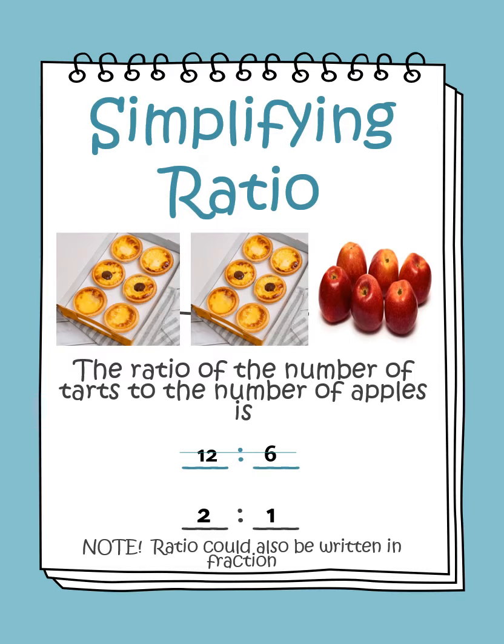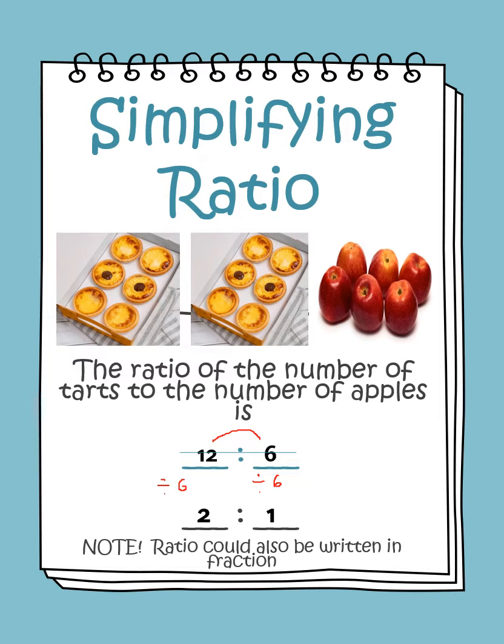Now how can we simplify it? It's easy. You need to divide by the same number. These two must be divided by the same number in order to get the simplified form. Now if we divide 6 by 6, you'll get 1. And if we divide 12 by 6, you'll get 2. And you need to find the highest number possible.